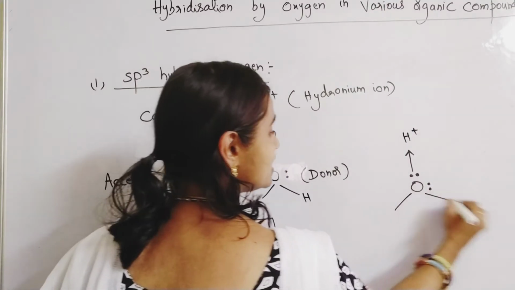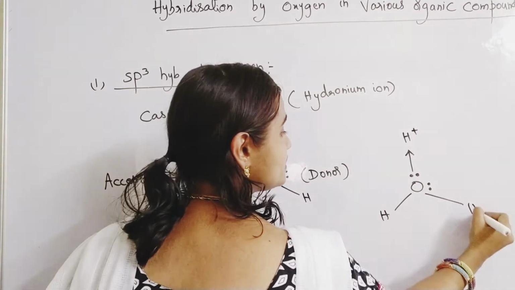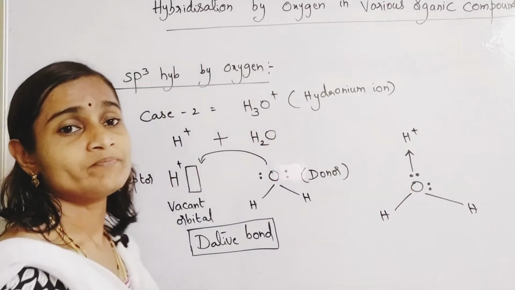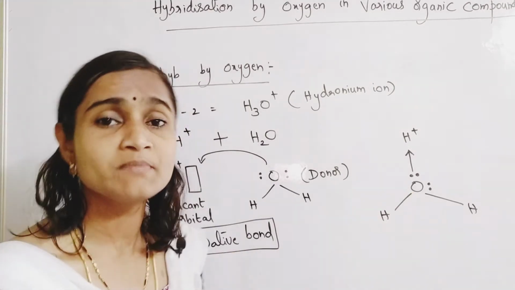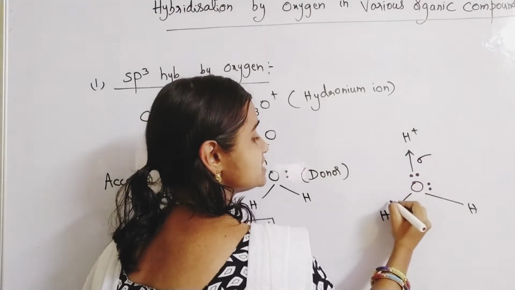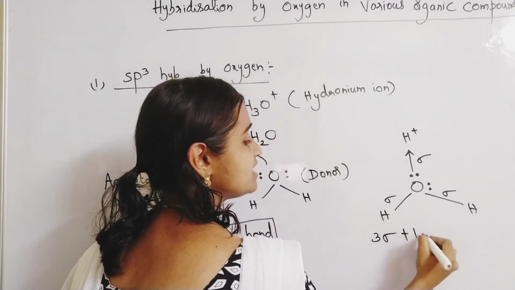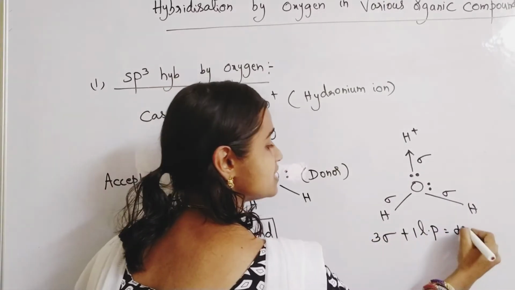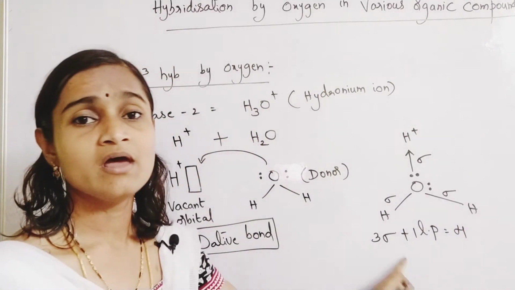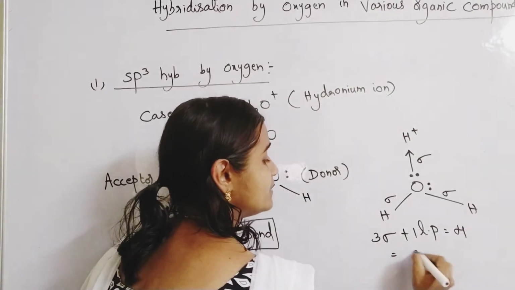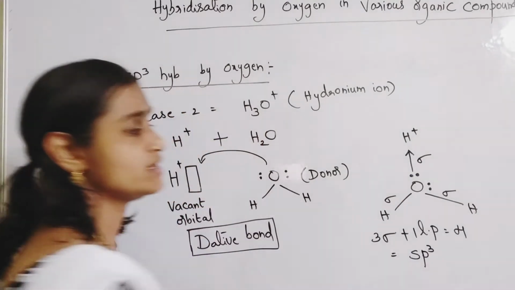Okay, so that contributed structure is also treated as what? Sigma bond only. Okay, so this is one sigma bond and sigma bond. So you are finding 3 sigma bonds and 1 lone pair of electrons. So total is considered to be 4, and if it is 4, the hybridization is sp3 hybridization.